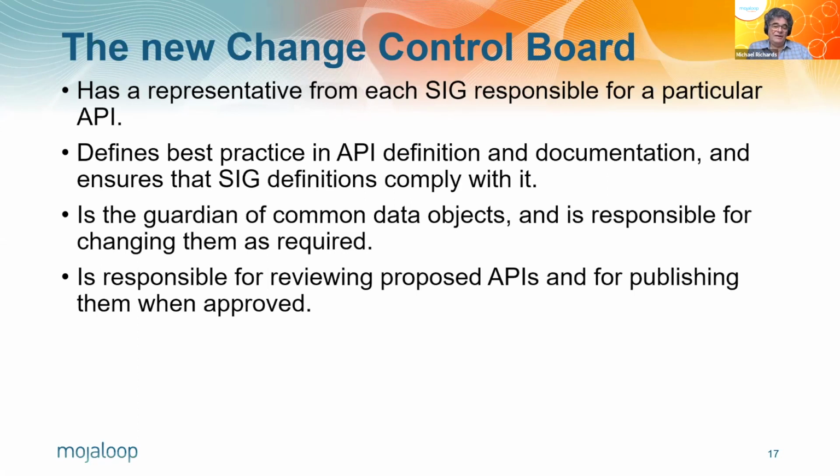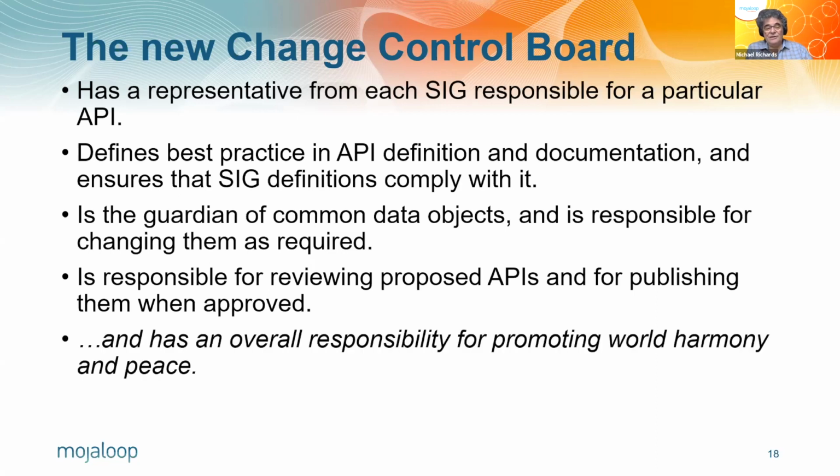It will be responsible for defining the best practice in definition and documentation, and for ensuring that the definitions produced by the special interest groups comply with that definition. It's also going to be the guardian of the common data objects, and it's going to be responsible for changing them as required. And it's going to be responsible for reviewing proposed APIs and for the publishing process to take them through to production.